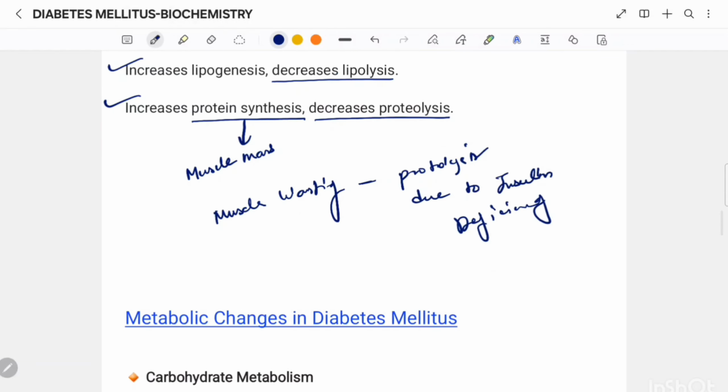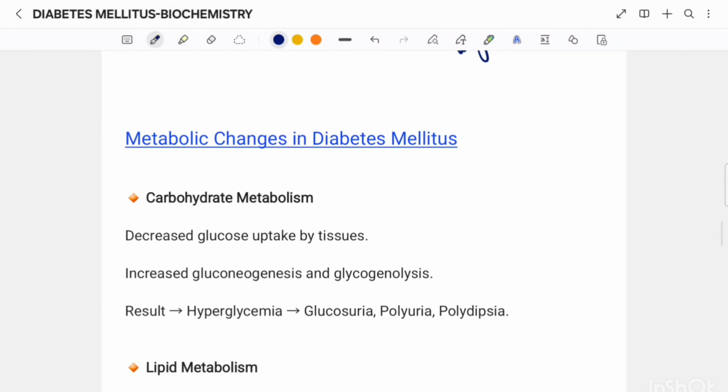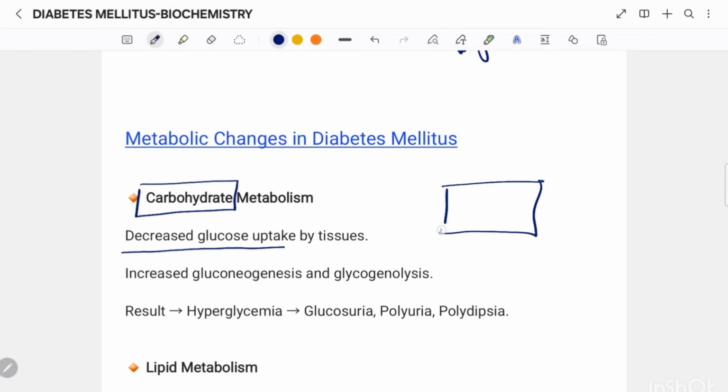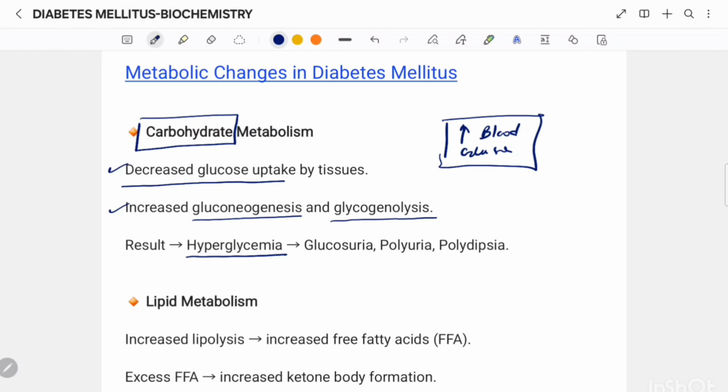Let's talk about the metabolic changes in diabetes mellitus. First of all, we talk about the carbohydrate. So in diabetes, due to deficiency of insulin, there is a decreased glucose uptake by the tissue. That may lead to increase in blood glucose level. It also increases the gluconeogenesis and glycogenolysis. That may result in hyperglycemia, glucosuria, that is sugar in urine, polyuria and polydipsia.